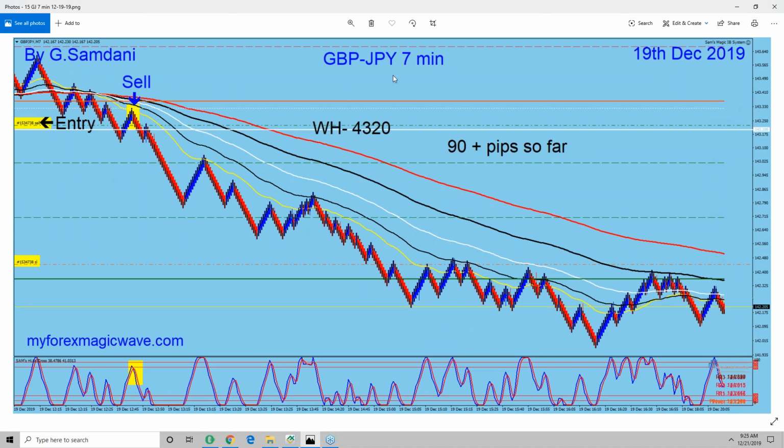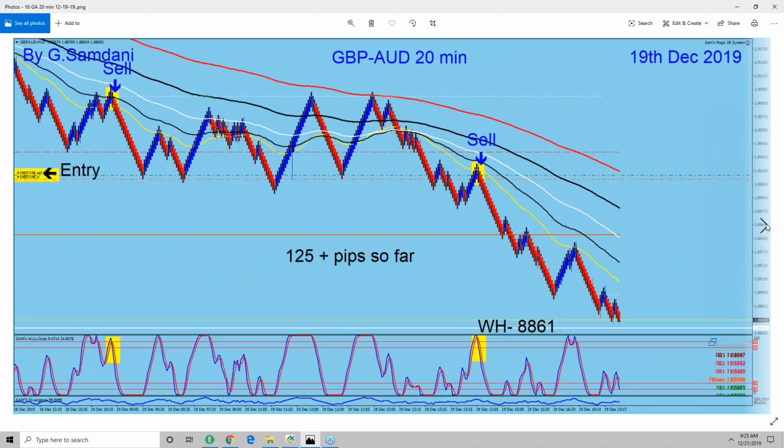Beautiful setup on pound yen again on the 7 minute for 90 pips all the way down, boom, right? And on the 19th, pound Aussie again, beautiful by the book. You see this setup? The setup is that usually the 20 minute is the best one. 7 minute is a little risky, but 20 minute is the best one.